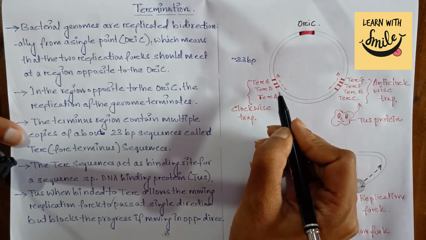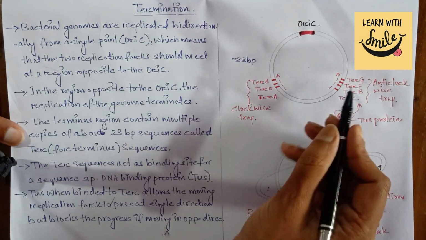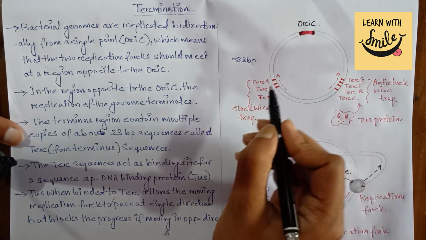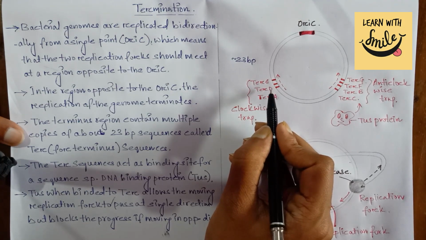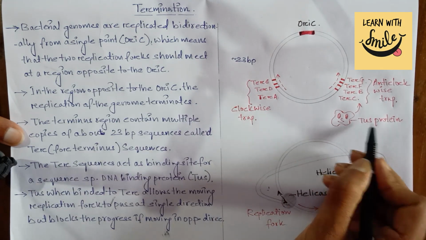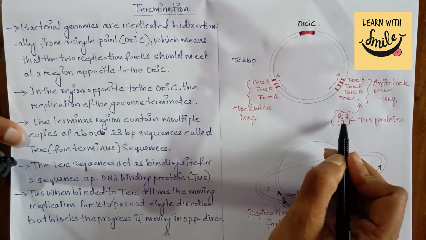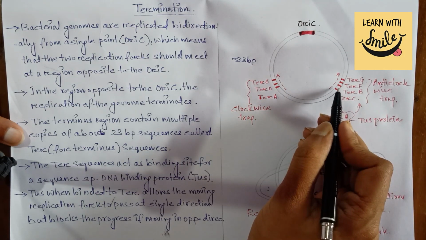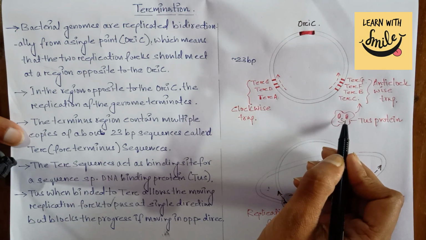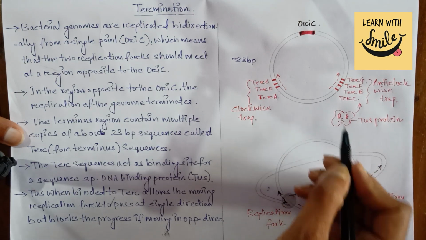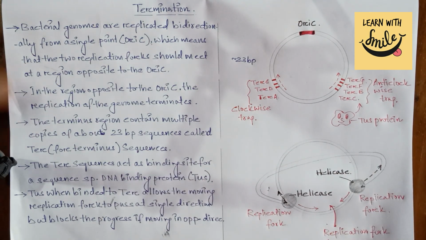The next question is, what is the importance of these repetitive sequences? These repetitive sequences act as a binding site for a very special protein known as the Tus protein. This Tus protein, after associating with the ter sequences, brings about the termination of DNA replication. How? For that, let's look at this particular diagram.